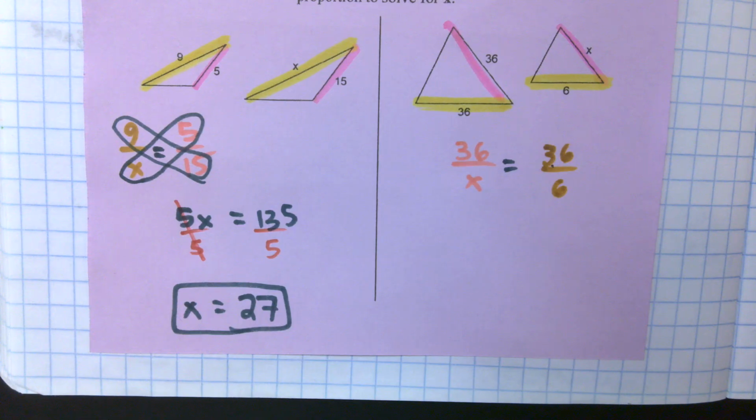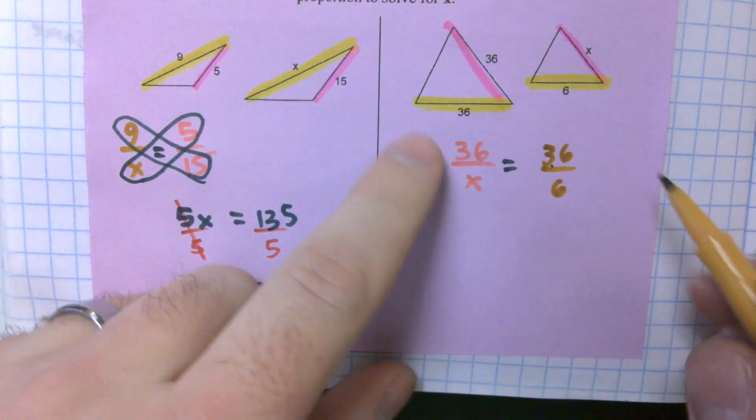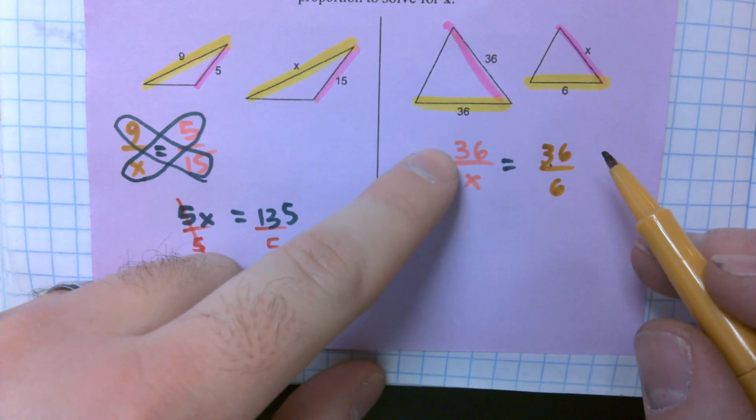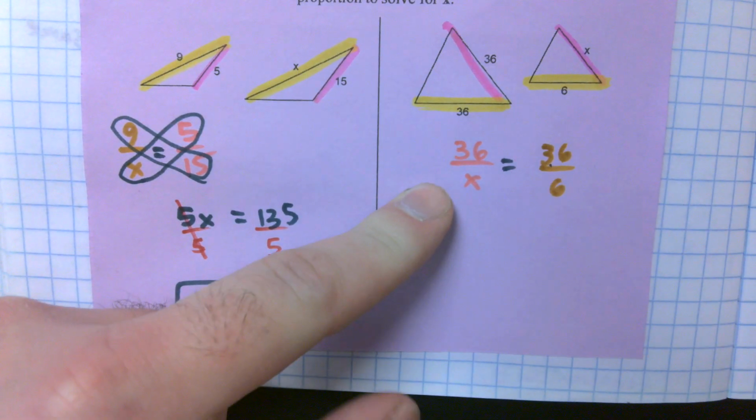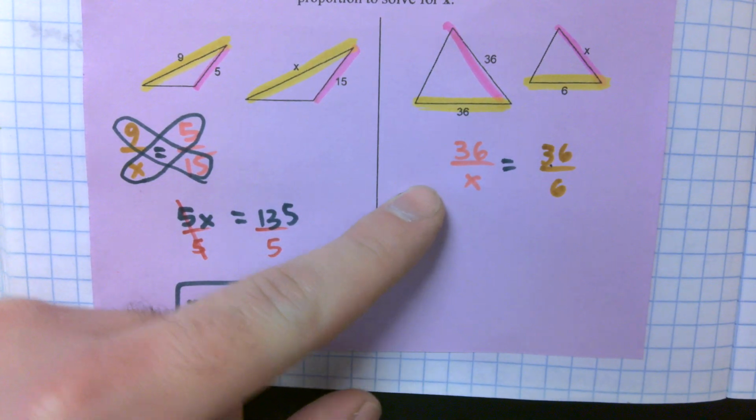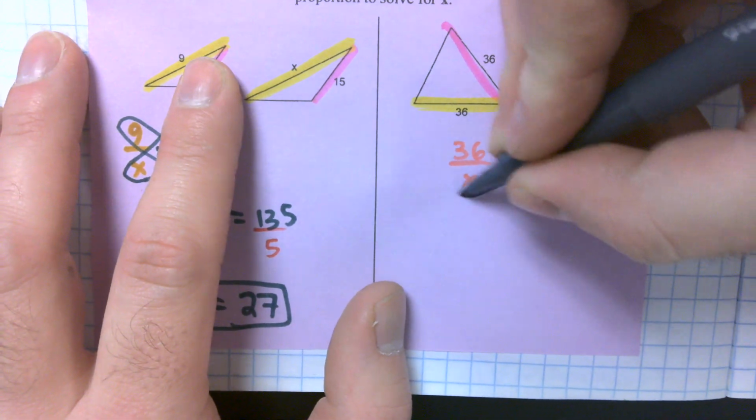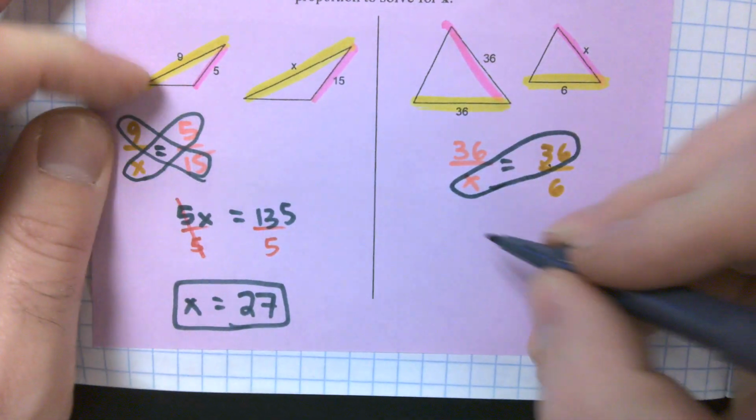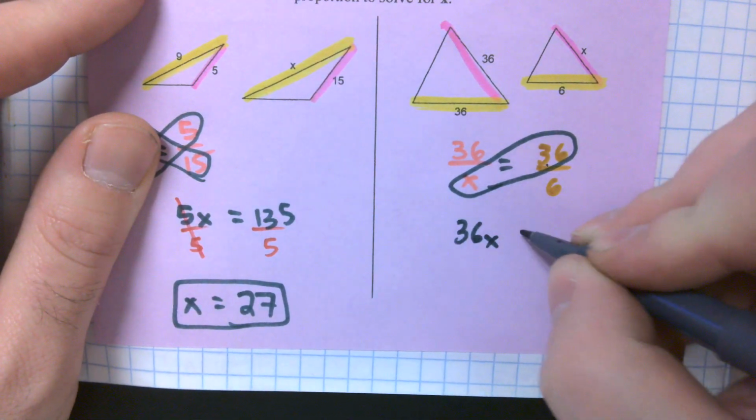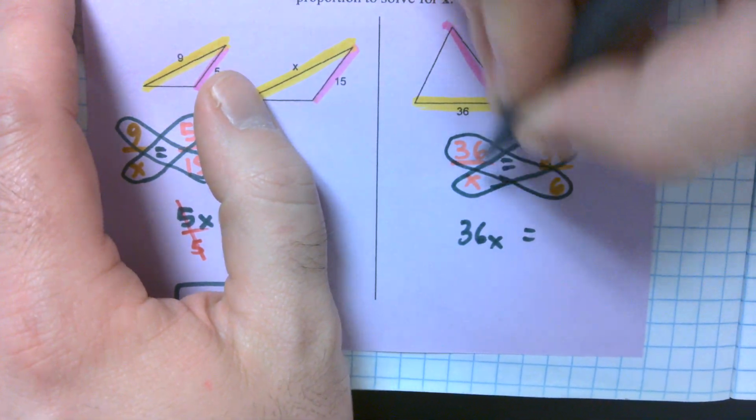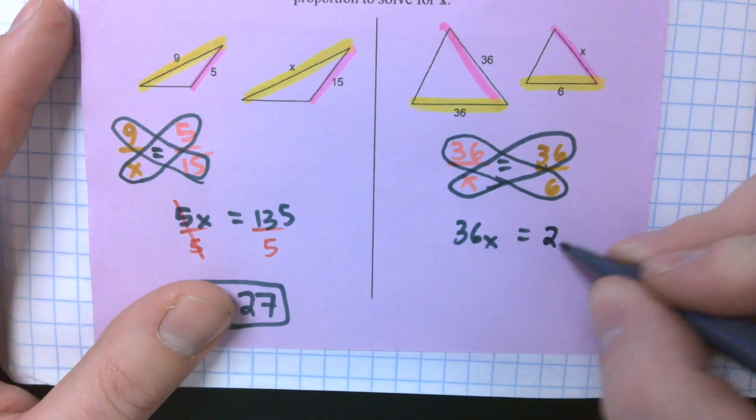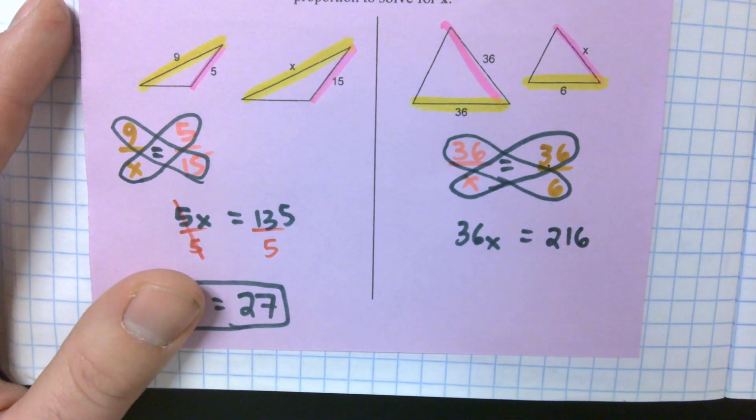Now we can kind of already tell just by looking at this what my x is going to be. 36 over what equals 36 over 6? It's pretty obvious, right? But let's do what we're supposed to do. Let's cross multiply. I got x times 36, which is 36x. I got 36 times 6, which is 216.